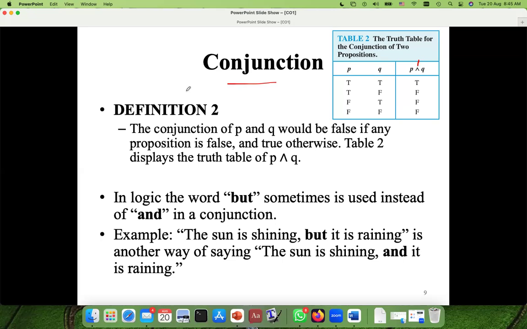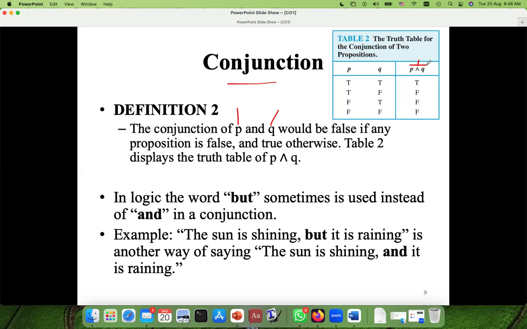So, what is conjunction? If you have two propositions P and Q, and you want to join them, then their joint form would be called conjunction. You can write them like that, P and Q.